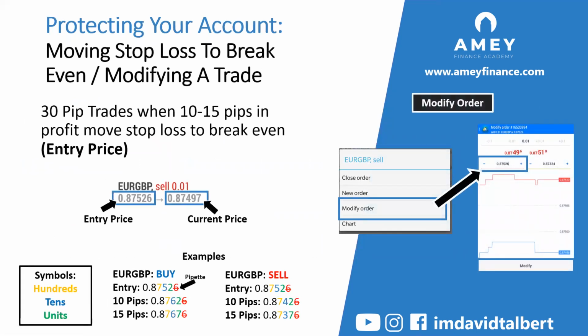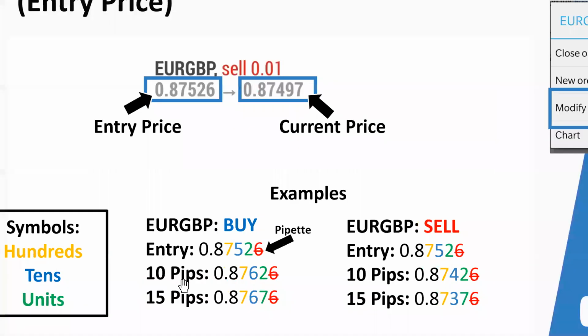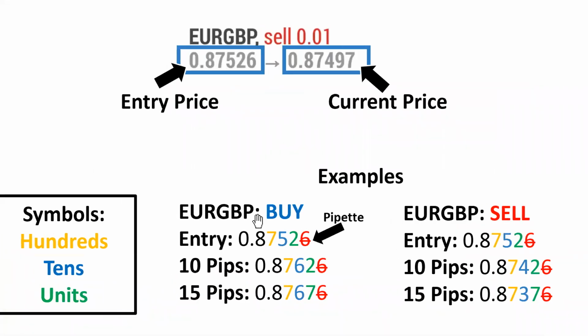This is some old school maths I'm going through, so don't worry if it goes over your head. I can explain it to you. So when you look at a figure, we ignore the pipette, the last digit. We have some units, tens and hundreds. So the unit number is here, the 10 number is here.